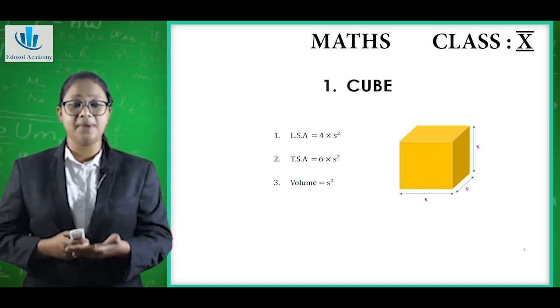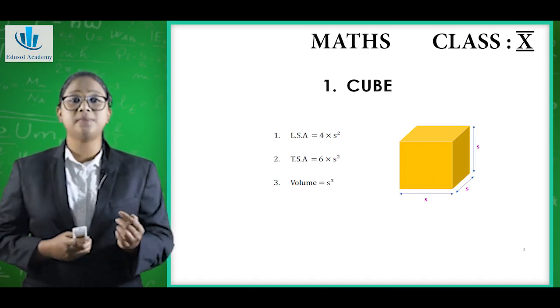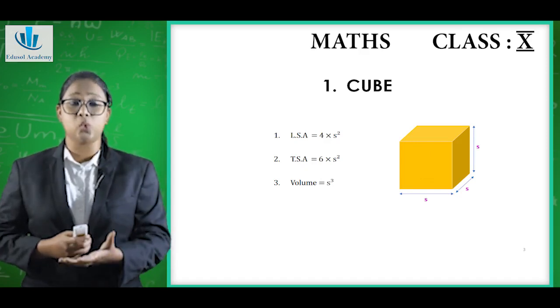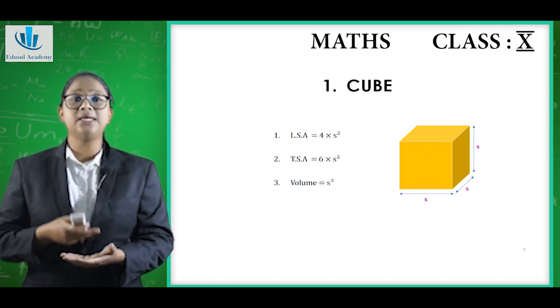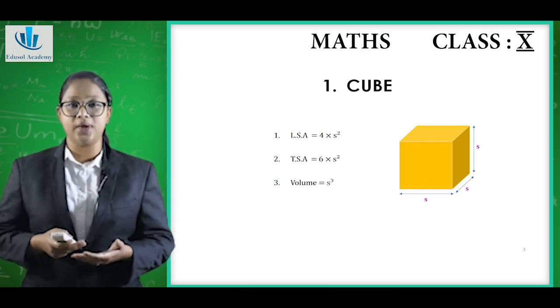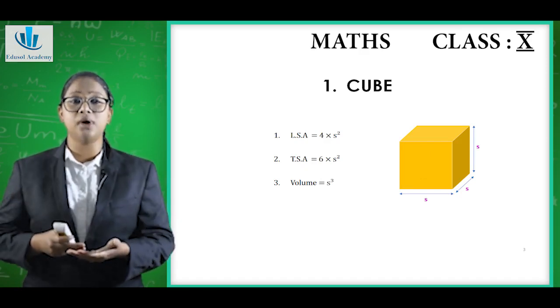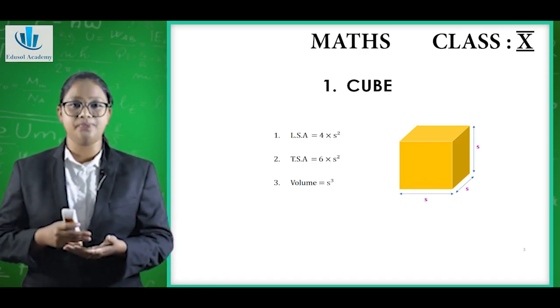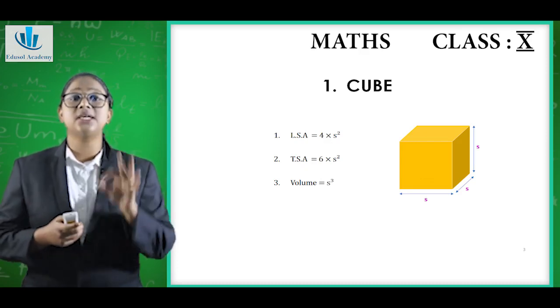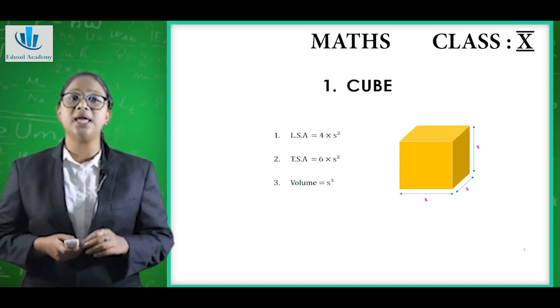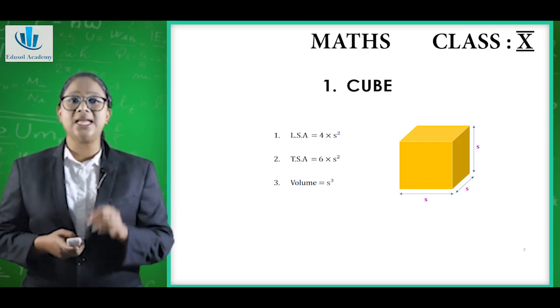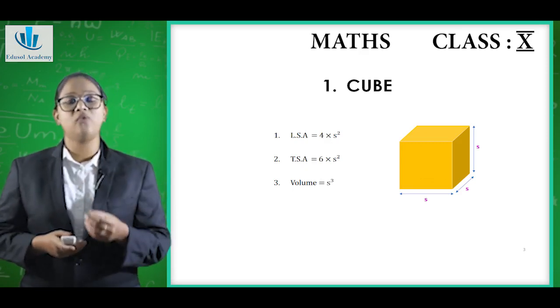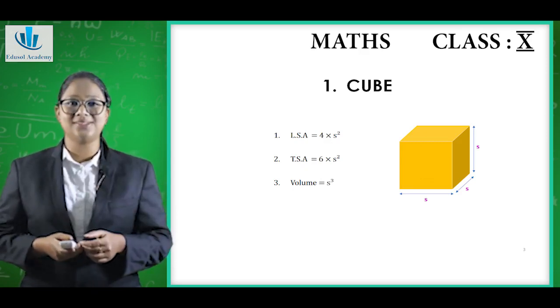Let's talk about the base area of a cube. What is the base area of a cube? That is a square. So, base area will be side into side or side square. Now, what is the height of a cube? Again, a side or S. So, we are multiplying S 3 times. That's how we get S cube. You will understand that equation in detail when we talk about the other solids as well.